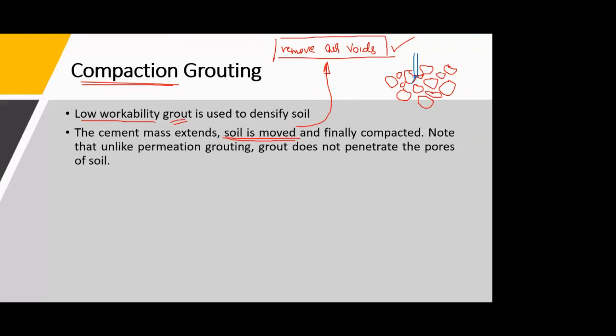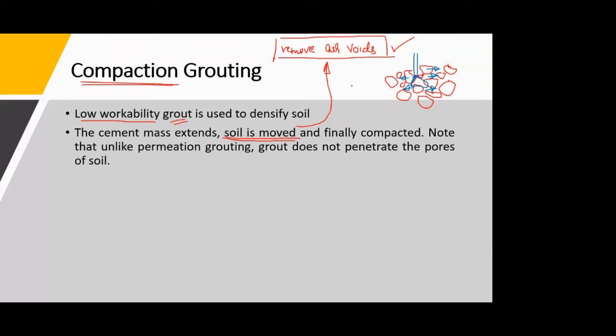So now what the grout will do, suppose this is the grout. We are injecting it under some pressure. So it will push the soil particles in all possible directions. In this process, you are reducing the voids simply by rearranging your soil particles.